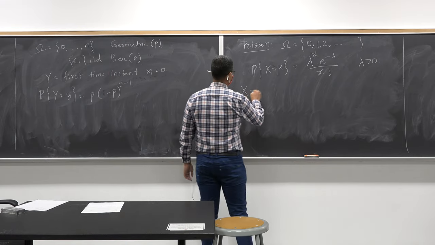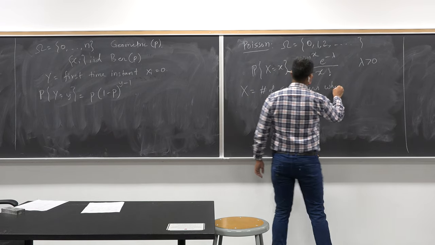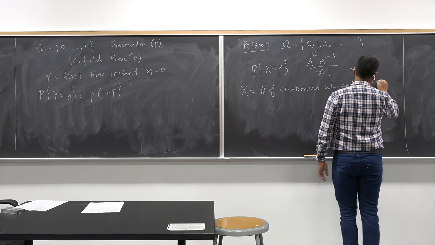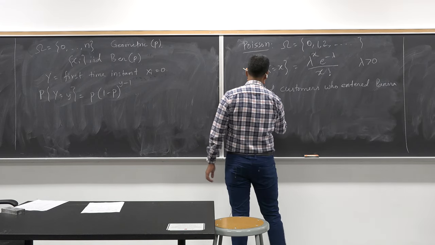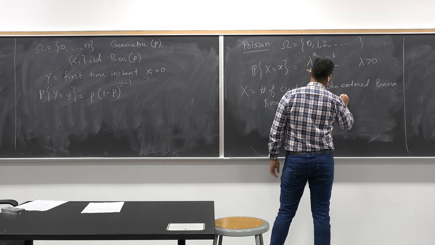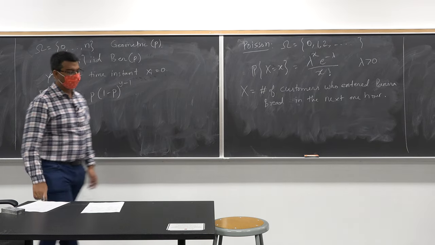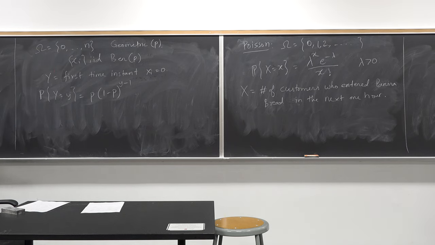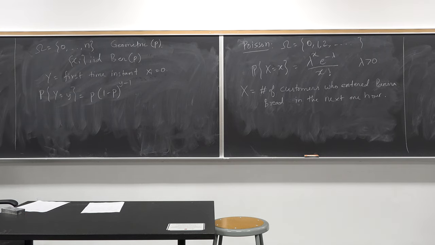Here X is the number of customers who entered Panera Bread, or whatever your favorite shop is, in the next 1 hour. That's Poisson distribution. So I'm looking at the interval 1 to 2 p.m. and I want to count how many customers came to Panera Bread. It will have a Poisson distribution from 1 hour to another, or 1 day to another day.